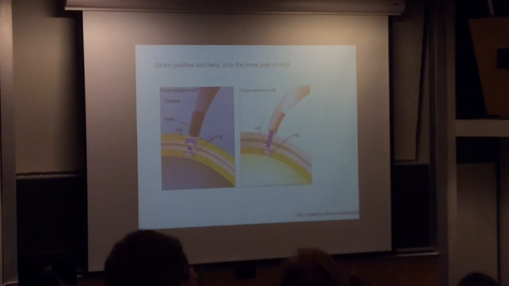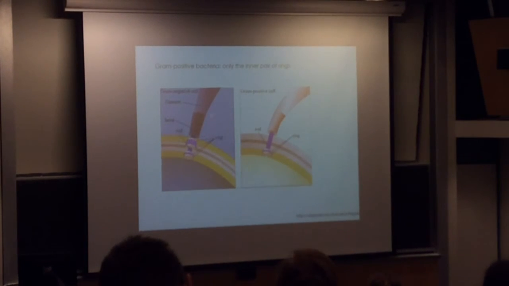We know that there is a difference in the cell wall of gram-positive and gram-negative bacteria, right? So this is what we just saw in gram-negative bacteria. It has the cell membrane, then thin peptidoglycan, and then the outer membrane, right? So it's got the 4 rings.